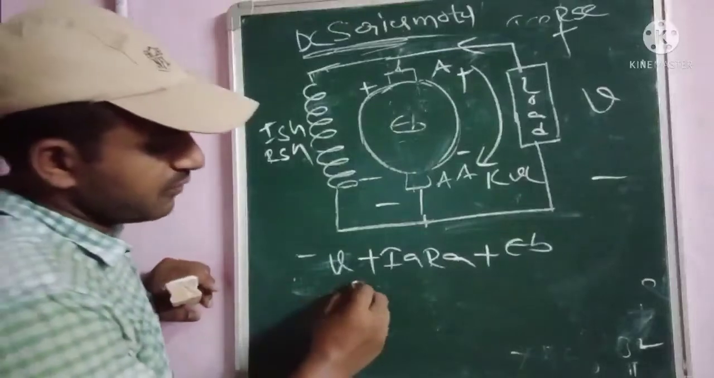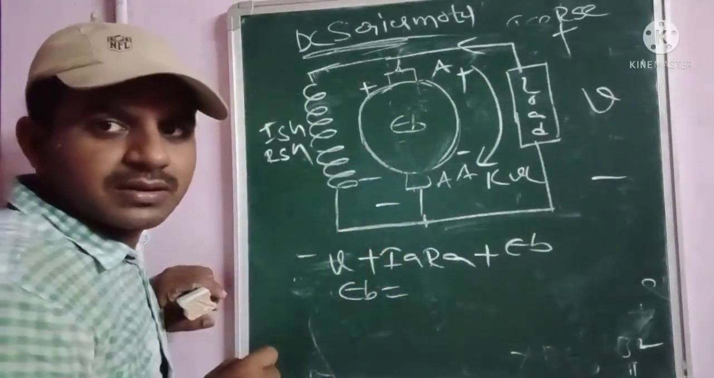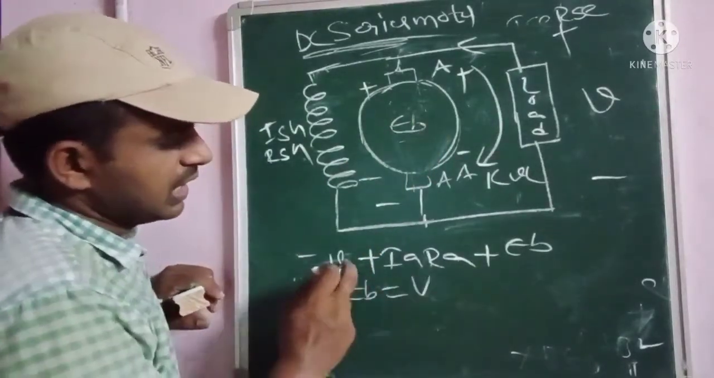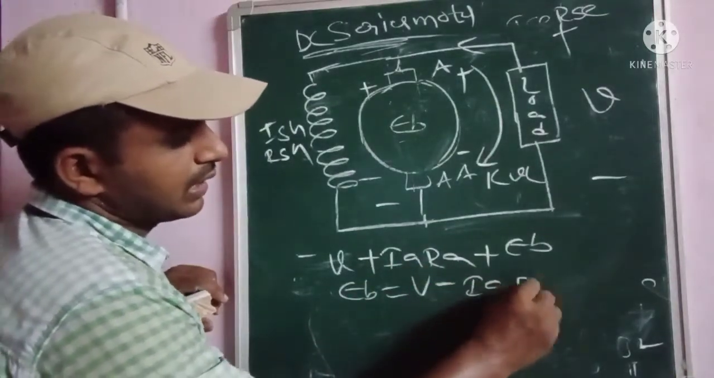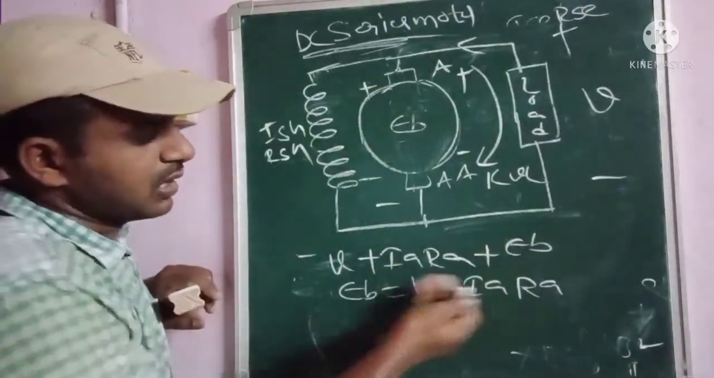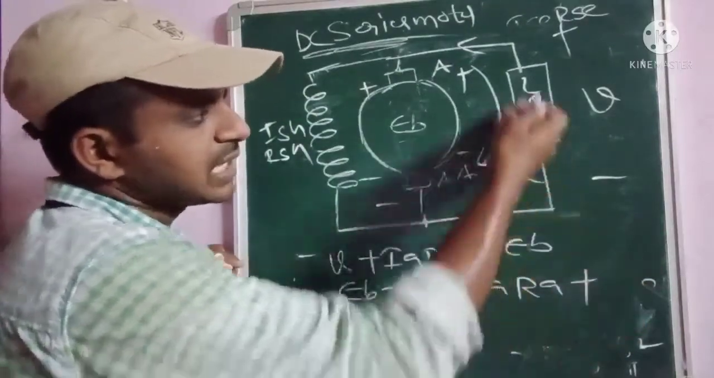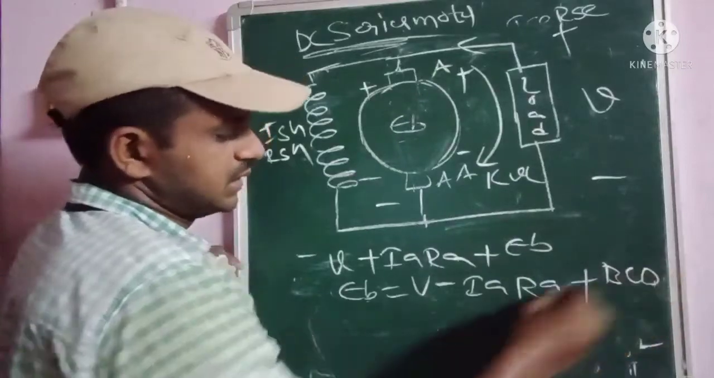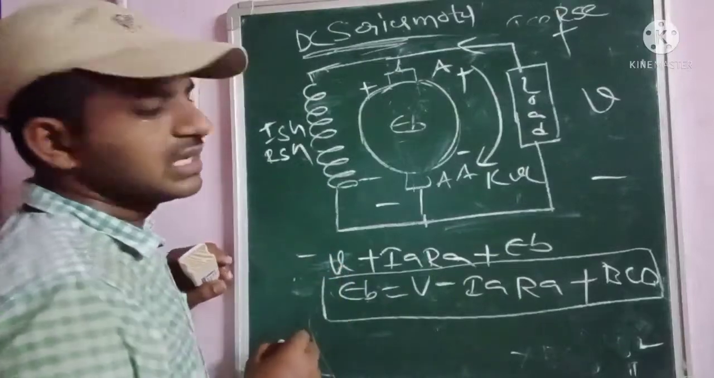From this equation we get the final back EMF equation for the DC shunt motor. EB is equal to V minus IA RA, as well as the brush contact drop, which we already know, given as BCD. So this is the equation for the DC shunt motor.